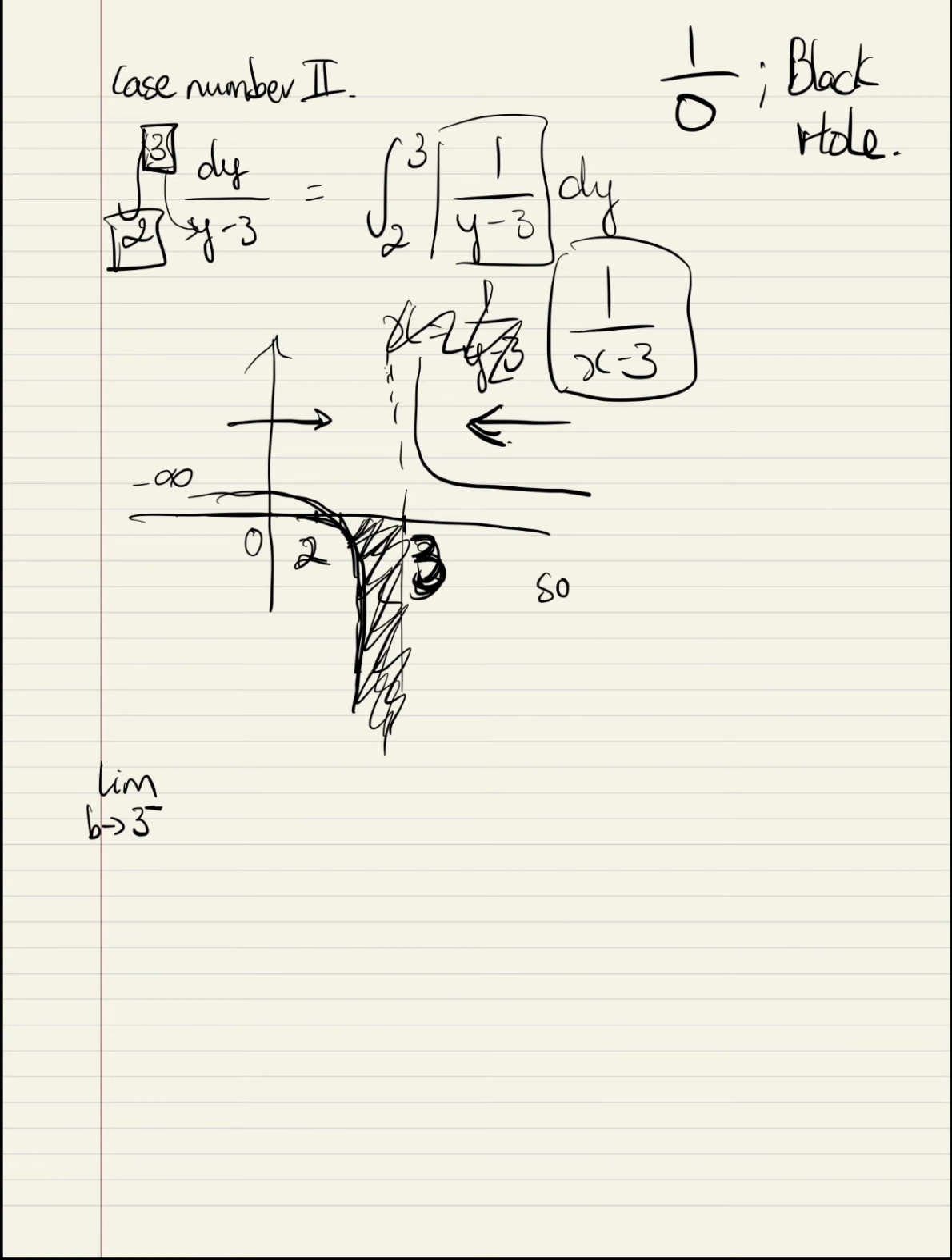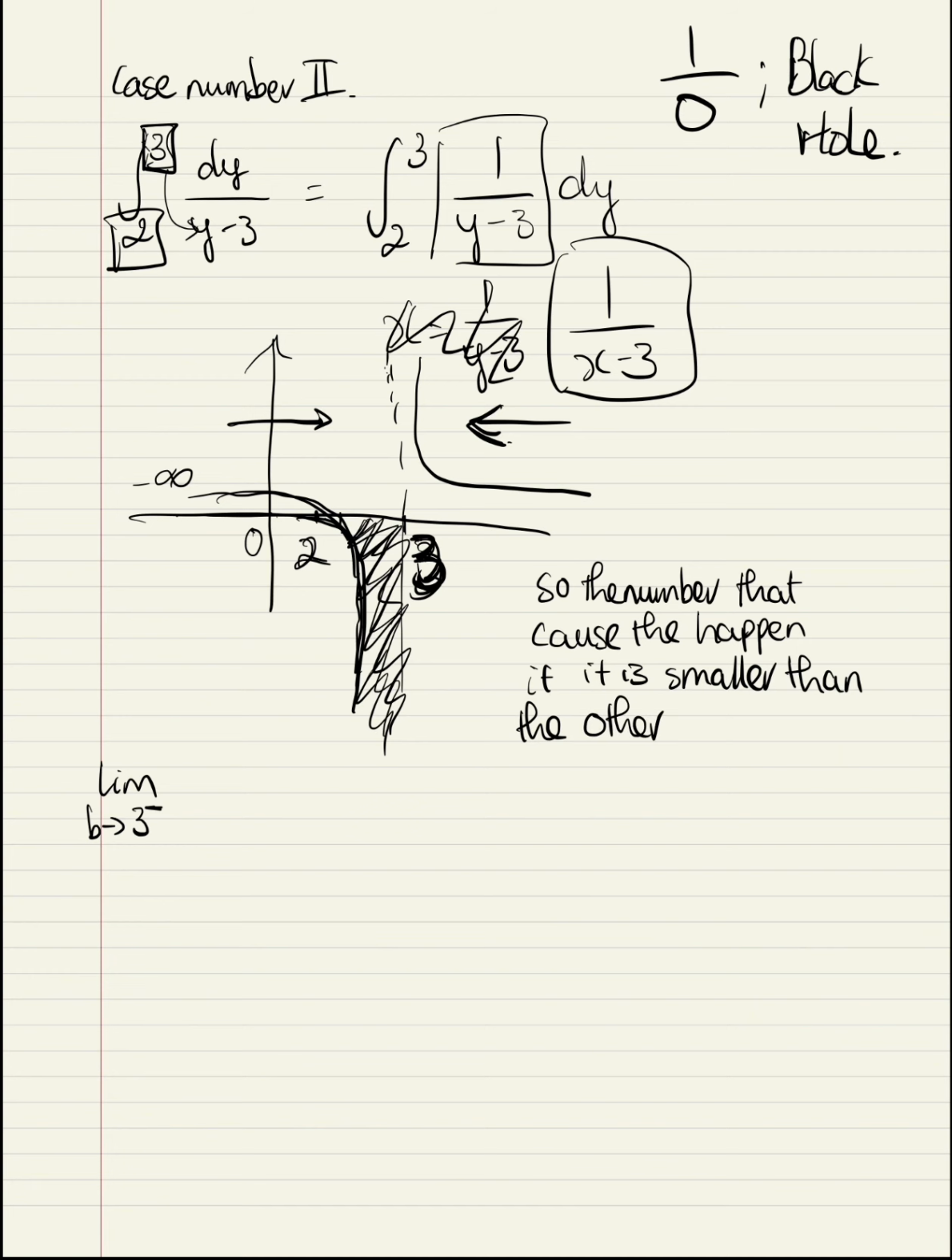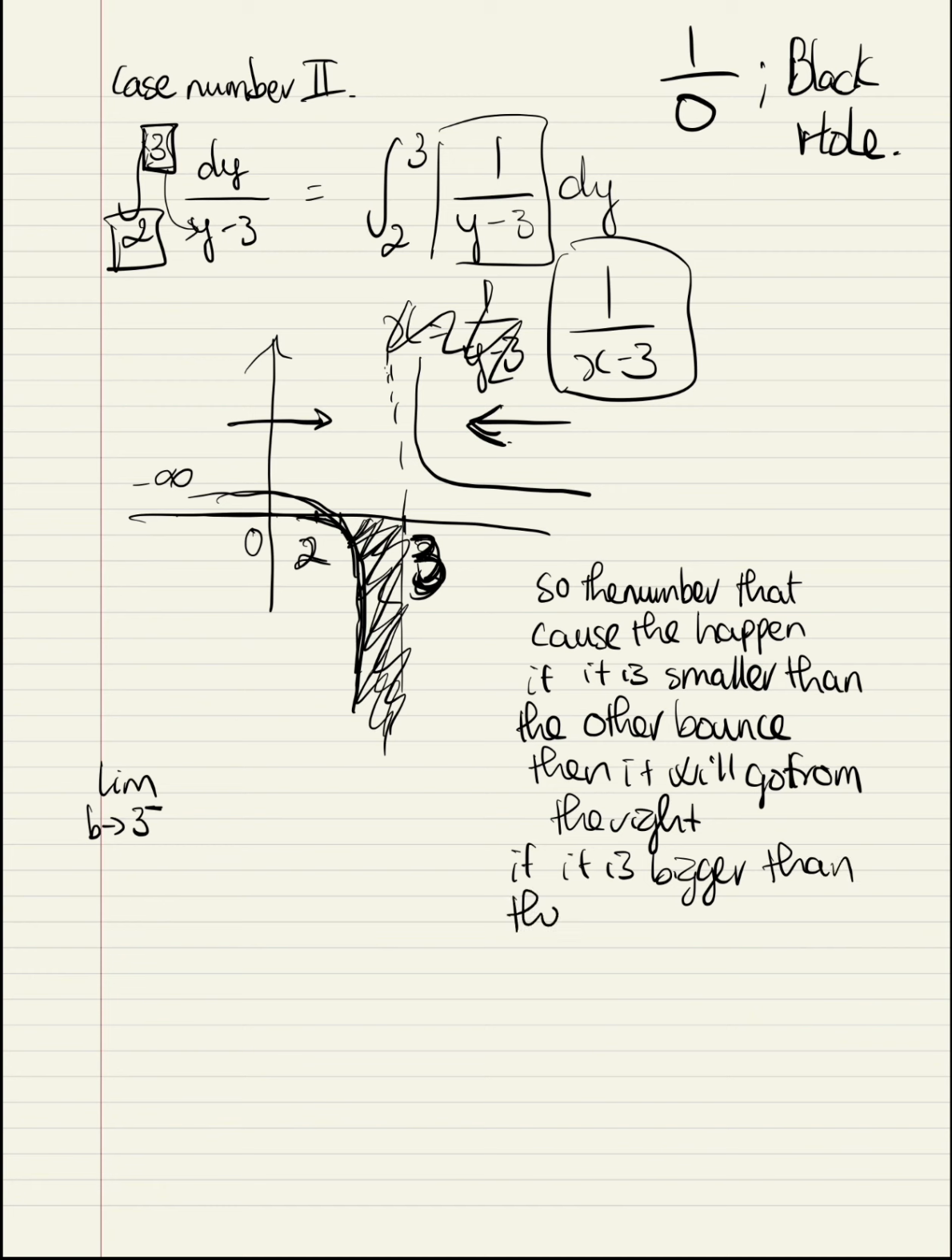So the number that causes the problem, if it is smaller than the range, the bounds, then it will go from the right, and if it is bigger than the bound, then it will go from the left.